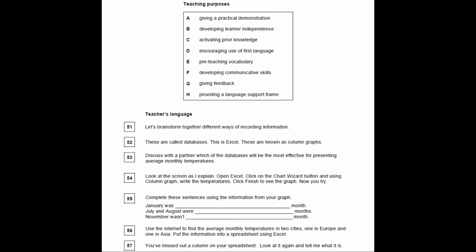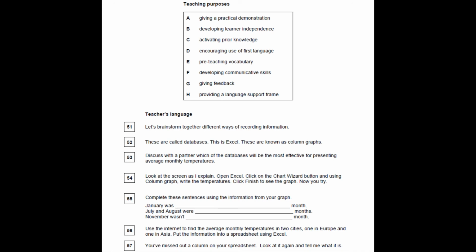53. Discuss with a partner which of these databases will be the most effective for presenting average monthly temperatures. This is developing communicative skills. 54. Look at the screen as I explain. Open Excel. Click on the chart wizard button and using column graph, write the temperatures. Click finish to see the graph. Now you try. This is giving a practical demonstration.